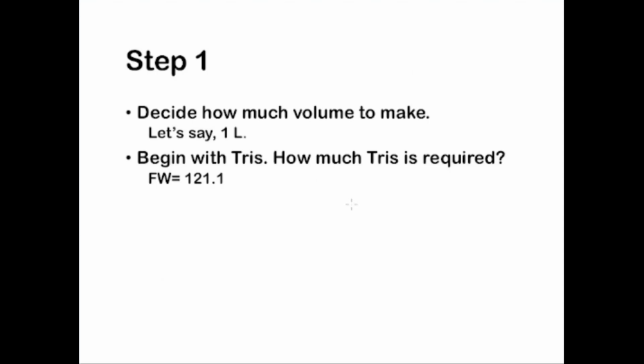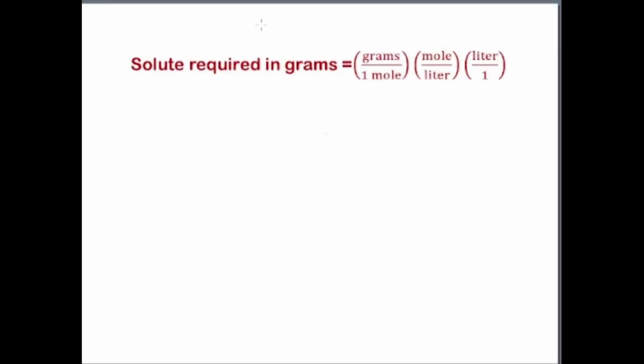So what might work? Well, the first thing we're going to do is decide how much volume to make. Remember, the recipe did not tell us that, because the author didn't know how much we want. We're going to make a liter, but maybe we want 100 mils. Somebody else might want 10 liters or 100 liters. The author doesn't know how much you want, so you have to figure out how much you want. Okay, so we're going to talk about the Tris.